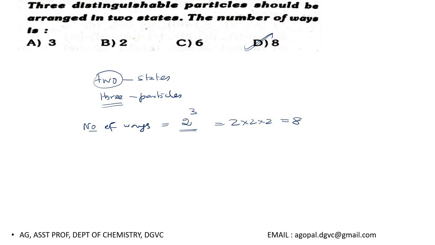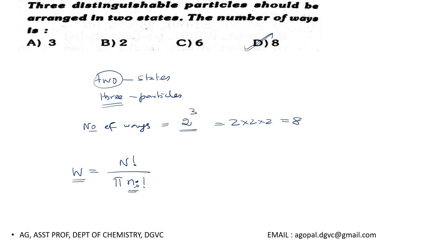If distinguishable particles are given, you have to use this formula. If a particular macro state is specified for distinguishable particles, you can use this formula: N factorial, total number of particles N factorial, divided by product of ni factorial. This ni factorial gives you the number of particles placed in each state. So if you know ni and capital N, you can calculate the thermodynamic probability for a particular macro state.